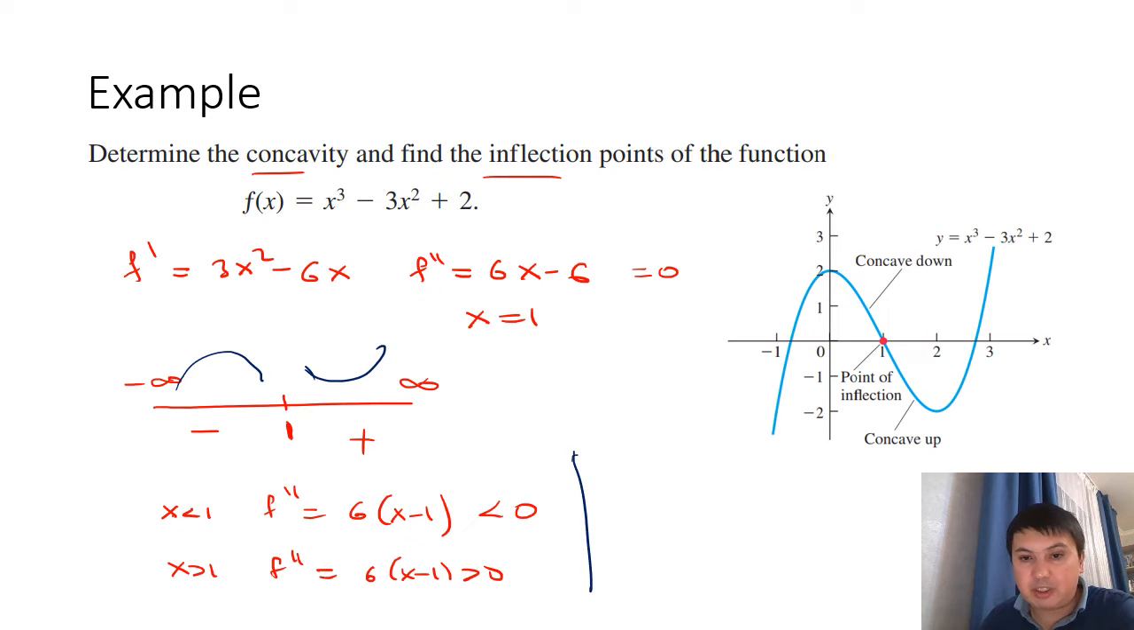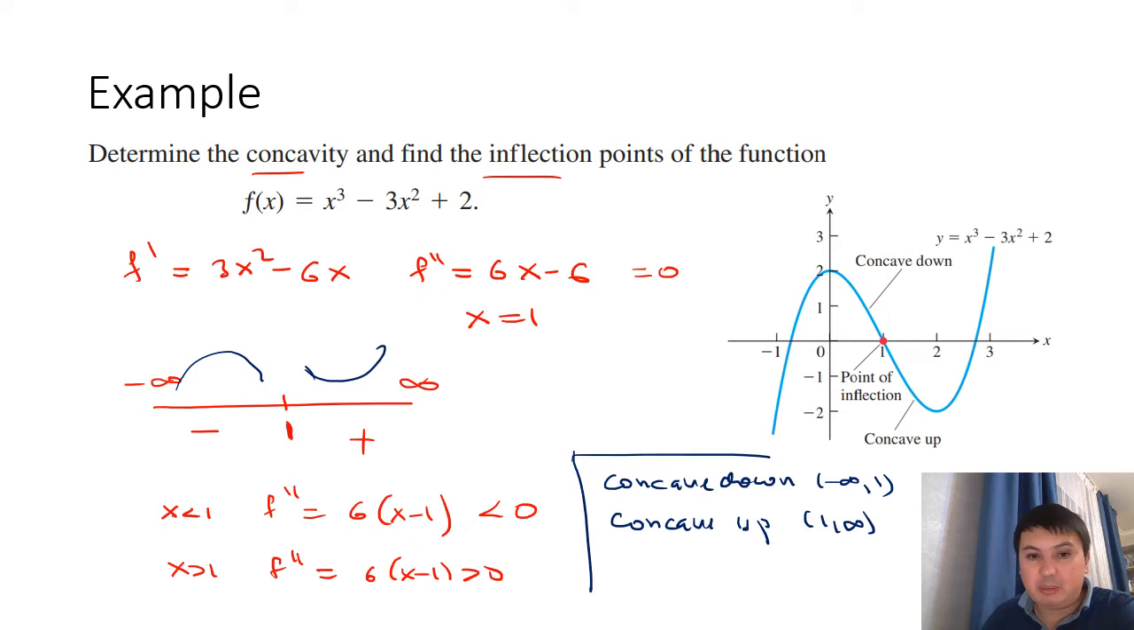So we summarize as follows. Concave down on minus infinity to 1, concave up from 1 to infinity, and because at 1 the concavity changes, it means 1 and f of 1. So what is f of 1? Well, we see from the graph it's 0, and it's like 1 minus 3 plus 2 is 0. So (1, 0) is a point of inflection, right?